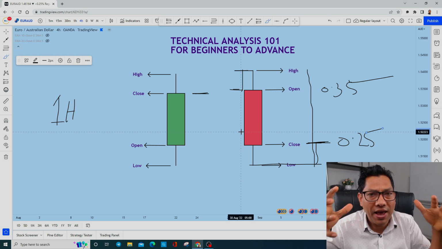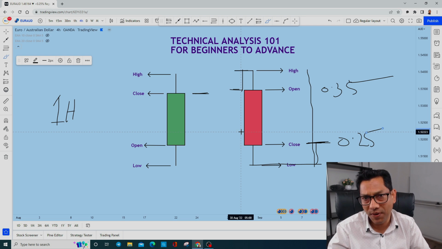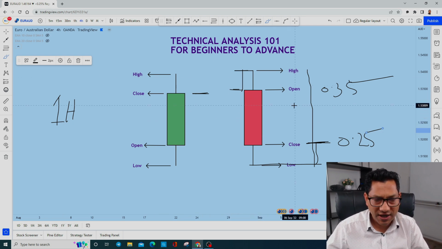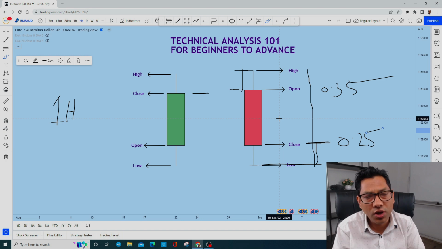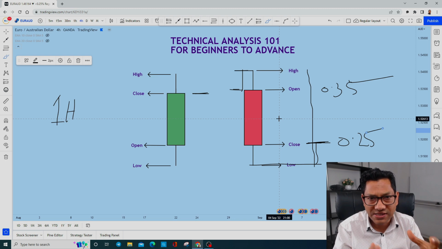Now this is the basic representation of a candle. It could be a different time period. It could be a 4-hour candle, a daily candle, 5 minutes, 1 minute, whatever time period you are looking at. A candle represents buyers and sellers orders or order flow in that period of time. So this is how you will read the candlestick. So now let's learn step 2 in your technical analysis.